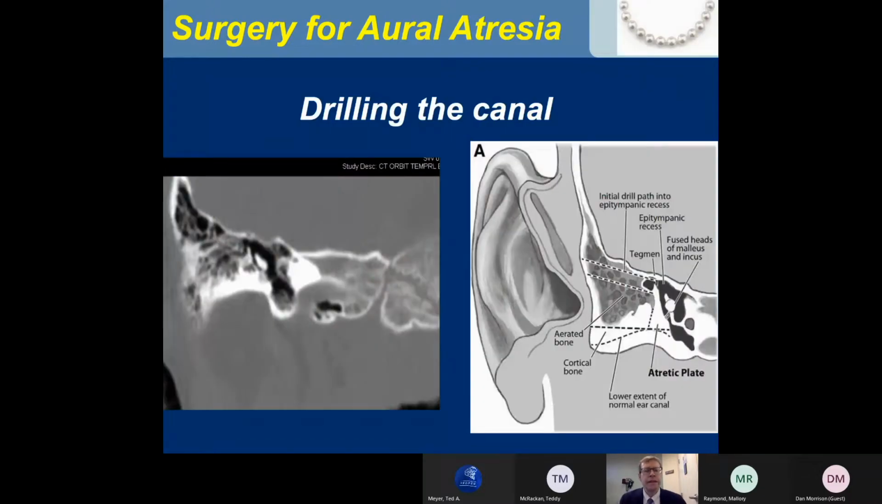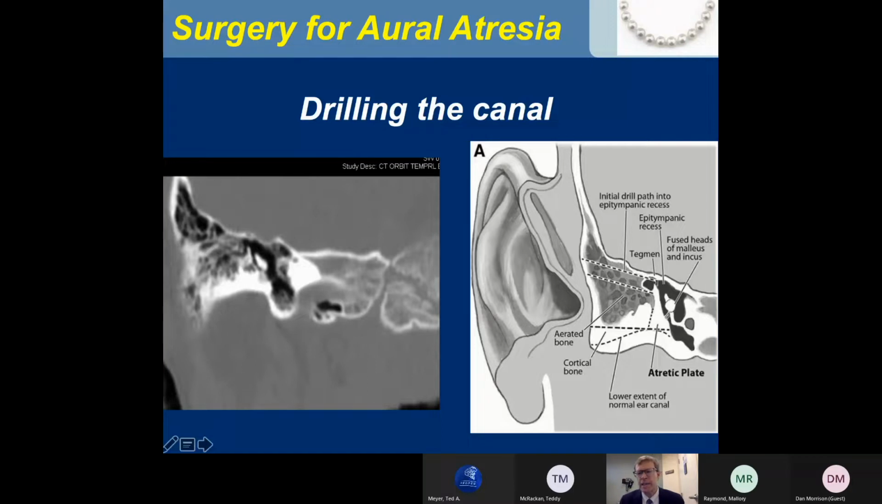Drilling the canal. The key to drilling the canal is finding the tegmen and following the tegmen into the middle ear space. And it's not the mesotympanum that you're looking for, it's the epitympanum. So the ear canal is centered over the epitympanum. In a normally developed ear, remember, the ear canal is centered at the mesotympanum. But here we've got to find the tegmen and follow the tegmen to the epitympanum because that's where we'll identify the ossicular chain.